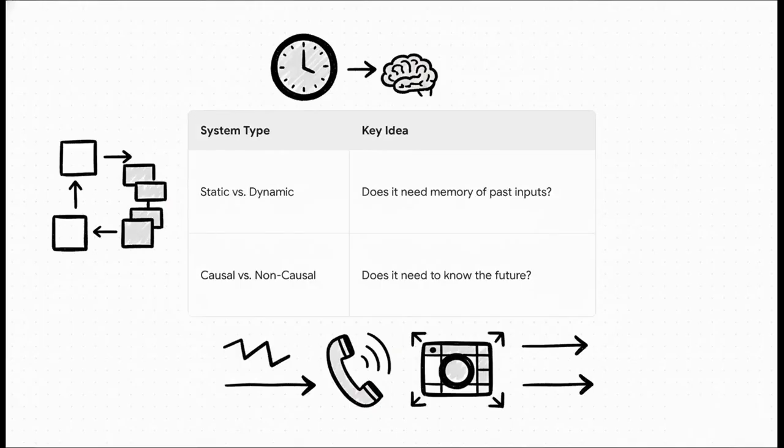Now, not all systems are the same. A static system, for example, has no memory. Its output right now depends only on the input from right now. But a dynamic system does have memory. Its output can depend on what came before. And then you have causal versus non-causal. A causal system processes data as it comes in, only using past and present info. That's absolutely essential for real-time things, like a phone call. But a non-causal system can look at the entire signal all at once. This is perfect for something like image processing, where the system can look ahead at all the pixels before it decides what to do with the current one.